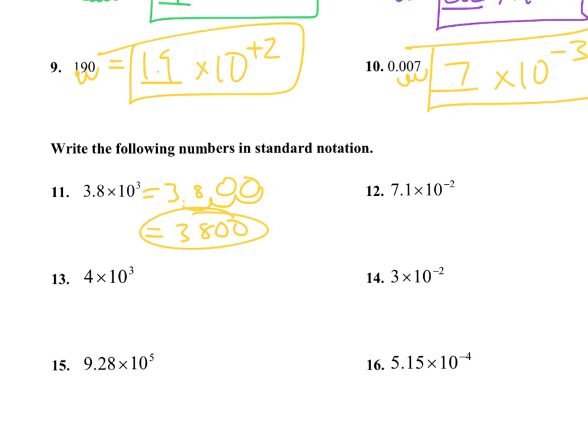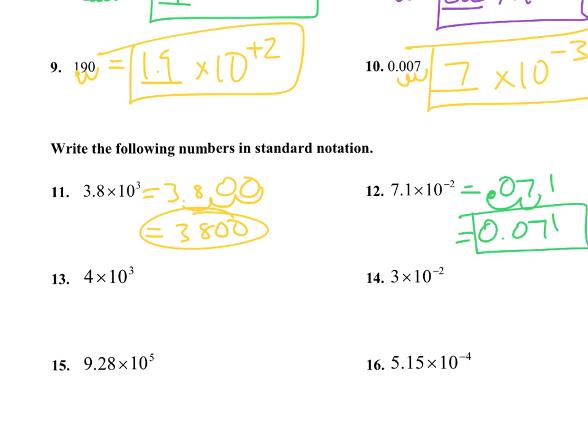Number 12, you've got 7.1 times 10 to the negative 2 power. So let's take a look at my exponent. It's negative, so I'm going to move to the left. How many times? 2. So let's start off with what we know. We've got 7.1. And I'm going to move my decimal 2 spots to the left. 1, 2. Put my decimal, add my 0 if I need to. And my final answer is 0.071. And there you have it.